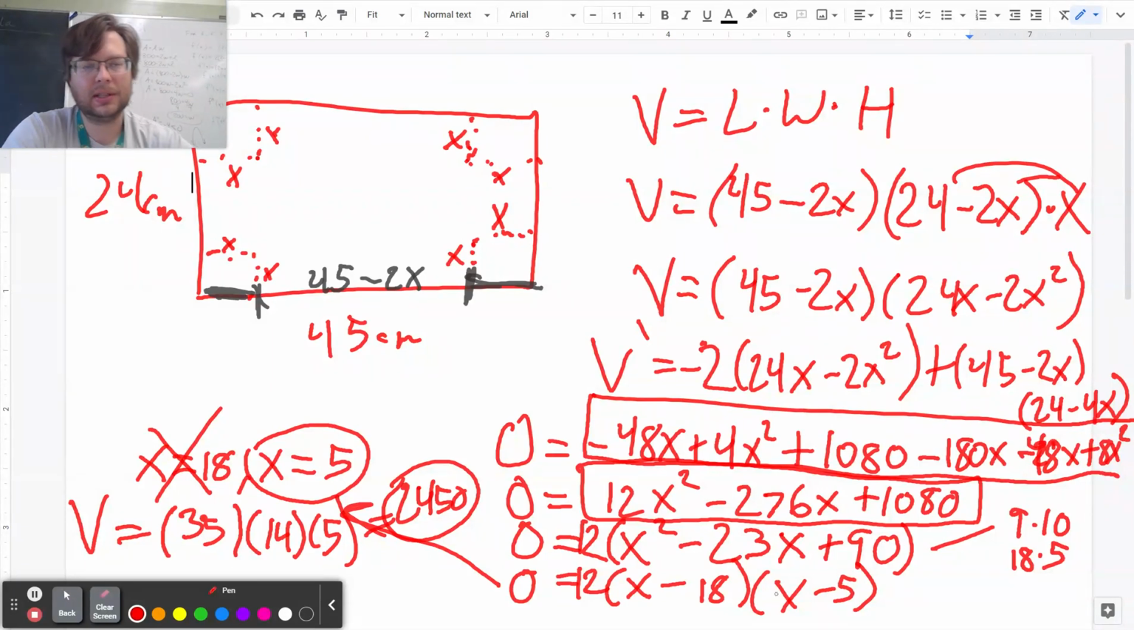So that's a little bit harder of an example of optimization, but it's the same basic idea. You set up your equations, draw your situation out, take your derivative and set it equal to 0. A little bit of calculator help with the factoring and solving.